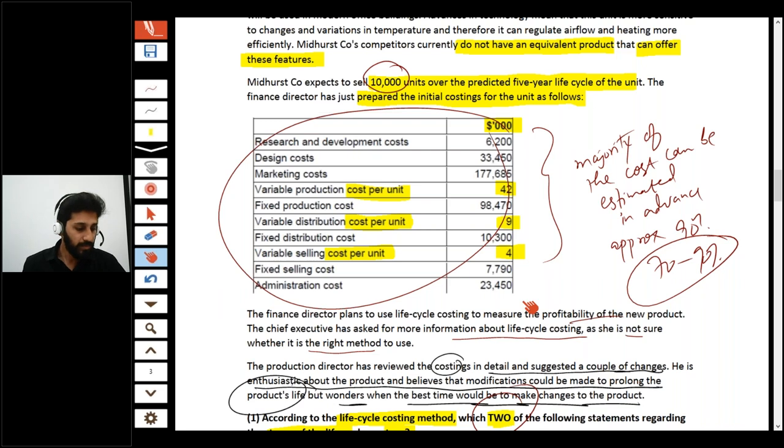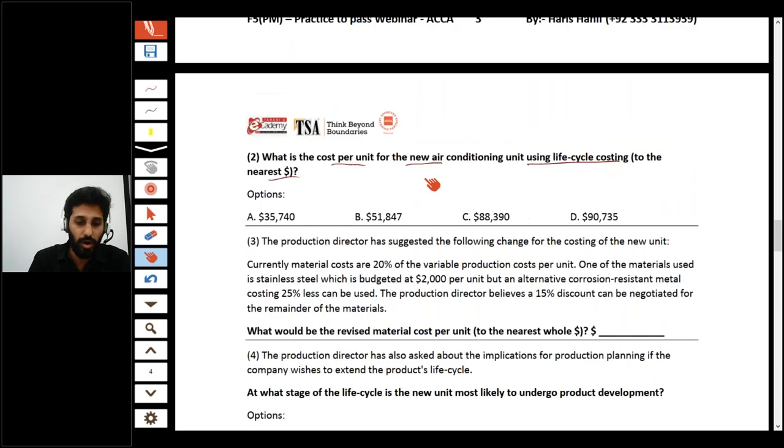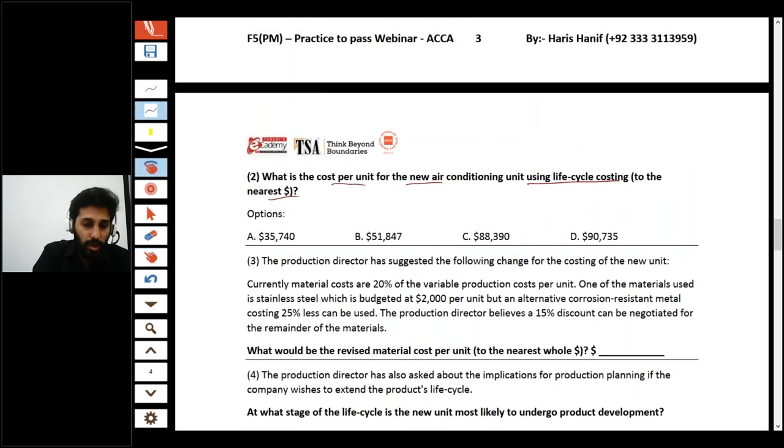And now I am going to write these things. And these are the per unit costs, right? And this is for 10,000 units. These are the per unit costs. I need to calculate the total cost and then cost per unit. So here I will be calculating the total cost.